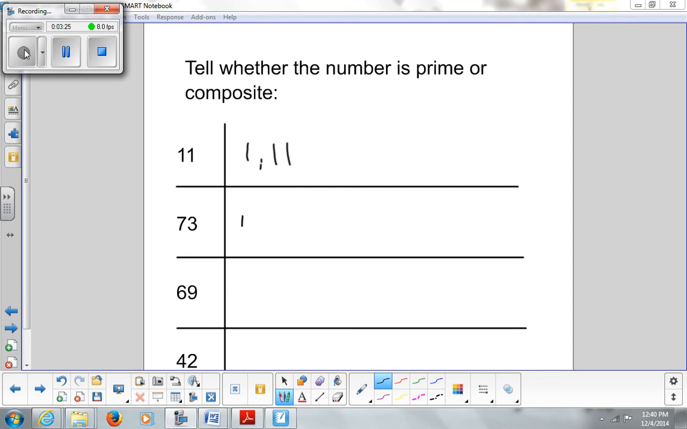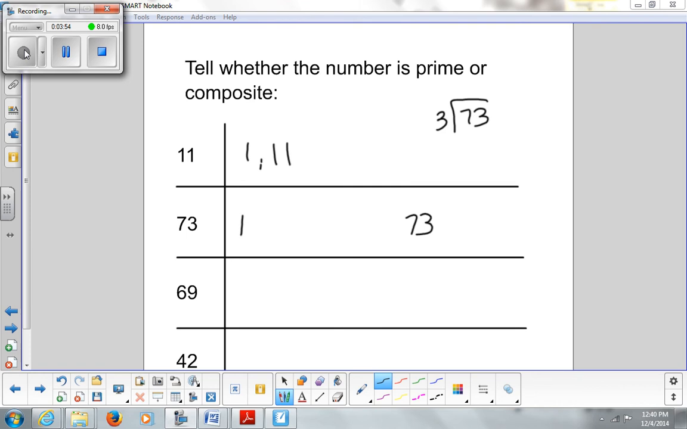All right, how about 73? So I know I've got 1 and 73. Can 2 go into 73? It's hard to tell, so let's do division. 2 goes into 7 3 times. 2 times 3 is 6. 7 minus 6 is 1. 13. Can 2 go into 13? No, it cannot. Okay, so 2 can't work. Let's try 3.